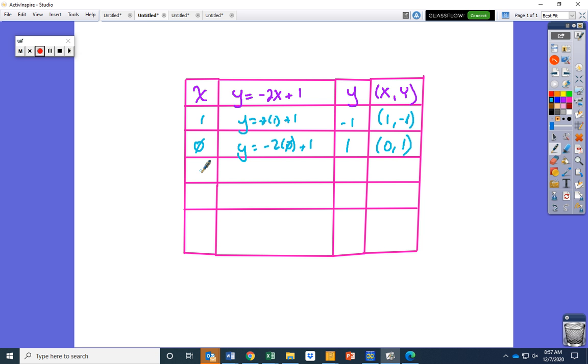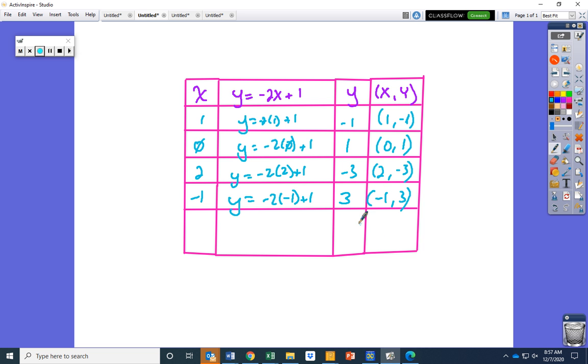Mandy, give me one of the points you chose. 2. Okay, so y equals negative 2 times 2 plus 1. What's negative 2 times 2? Negative 4 plus 1 is? Okay. Angela, give me one point you chose. Negative 1. Good. How many points do I want you guys to choose for each one? 4. Okay. So y equals negative 2 times negative 1 plus 1. What's negative 2 times negative 1? Positive 2 plus 1 is? 3. So negative 1, 3.